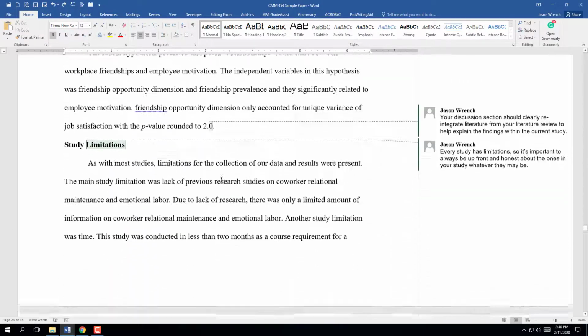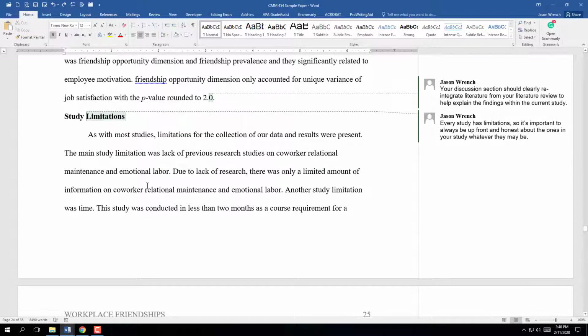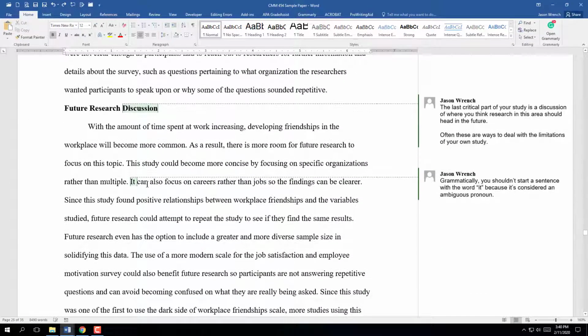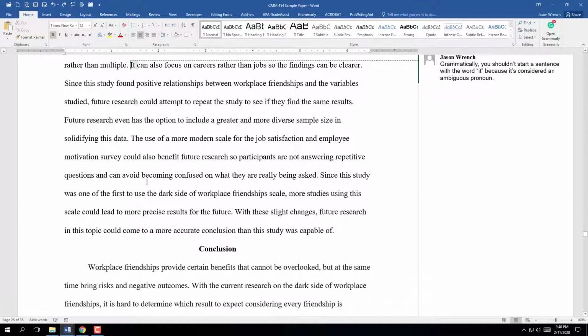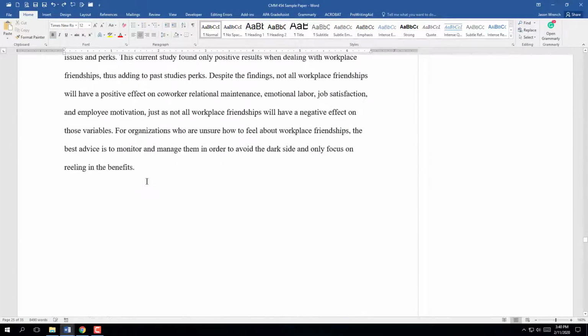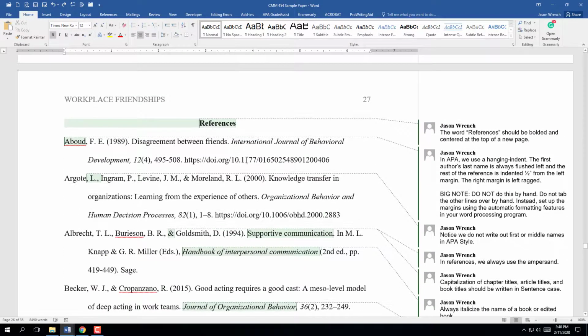One of the parts of the discussion is what we call your limitations, where you explain any of the limitations that were related to your study. And then, of course, you always have future directions. And this is basically, where do you think this research needs to head in the future? So these are some of the basic things. And then, of course, the last thing you're always going to have is your references.